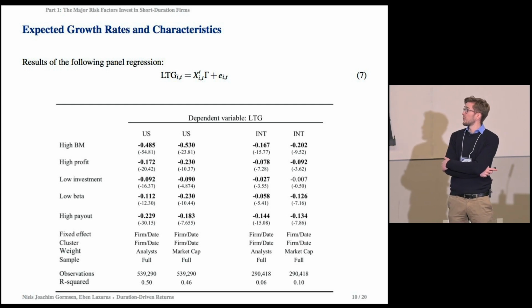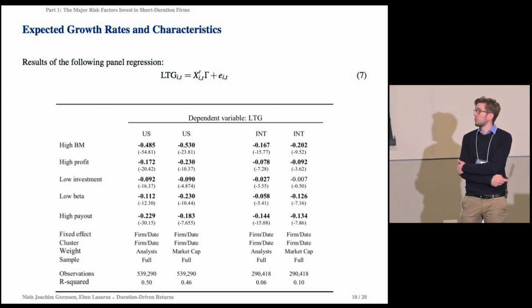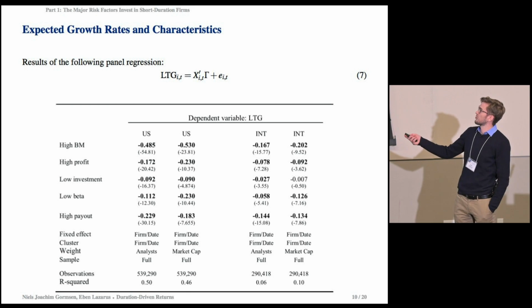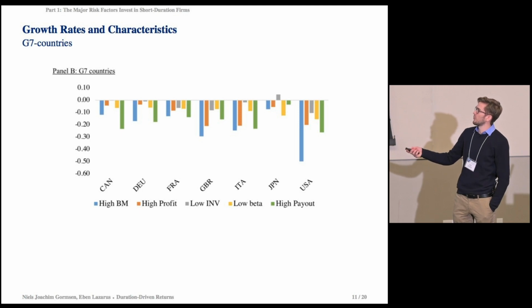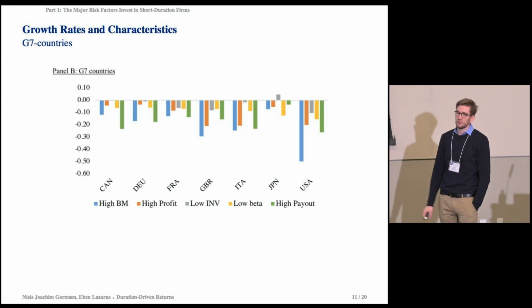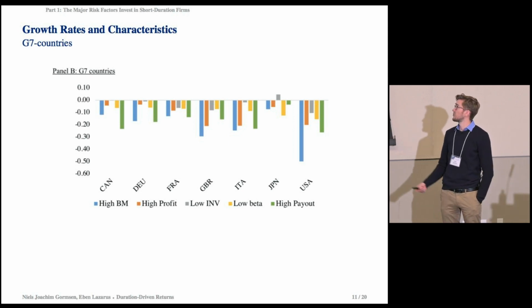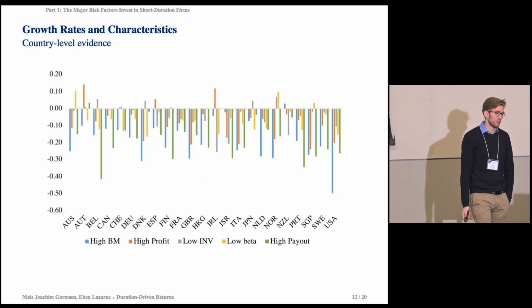Then we also run these regressions in each country. So instead of showing you a regression, I'm just going to show you a bar chart where I show you these loadings. So here are the G7 countries. You see in the G7 countries, long-term growth rates load negatively on all of the characteristics, except in Japan where it loads positively on investment. But that's the only outlier we really have in the G7 countries.